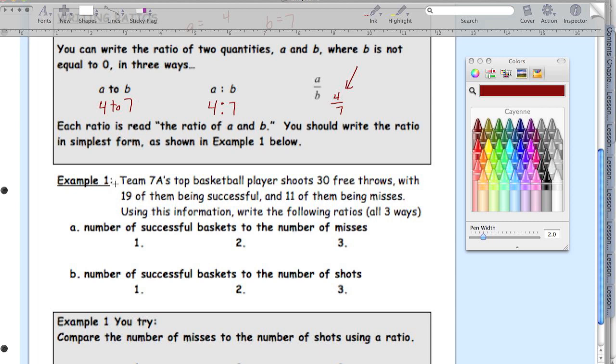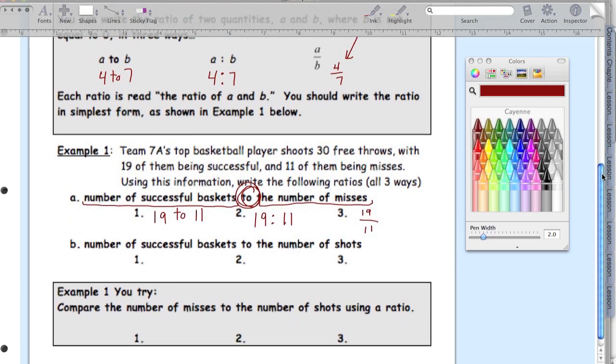Let's try example 1. Team 7A's top basketball player shoots 30 free throws, with 19 of them being successful and 11 of them being misses. Using this information, write the following ratios. Alright, the number of successful baskets to the number of misses. Okay, successful baskets, there were 19 of those, to number of misses, there were 11. That's one way of writing it. We could also write it 19 with the colon 11, or 19 over 11, and all of these would be read the ratio of 19 to 11.